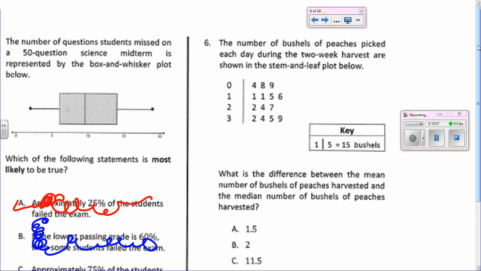So your mean would be 20.5 and your median would be 19. So the difference between the two would just be A, 1.5.